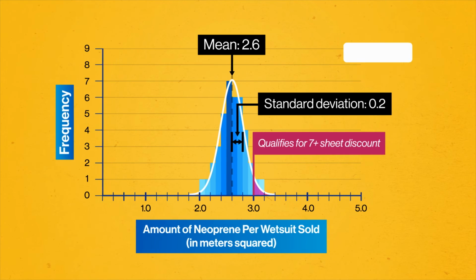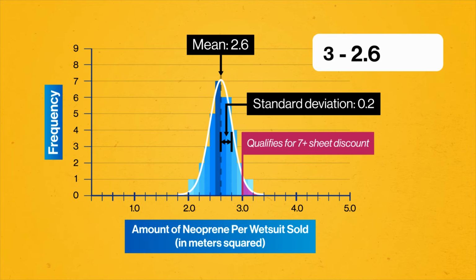In particular, since we're looking for people with body sizes 3 meters squared and higher, we can work out how many standard deviations 3 is above the mean. First, we need to subtract the mean from the point we're interested in to get the distance between the two numbers.